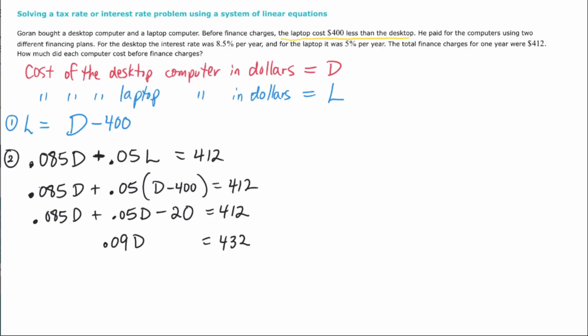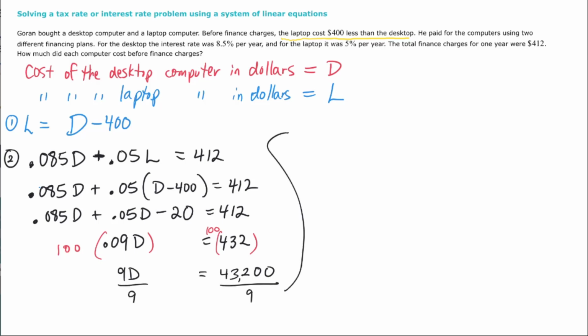You can certainly multiply by 100 and divide by 9, and you're going to see that you get a new equation. 9D is now equal to 43200, and let's go ahead and divide by 9 on both sides, and we get the cost of the desktop. Let's see here, 43200 divided by 9 is 4800.